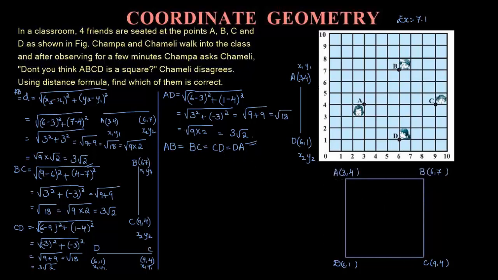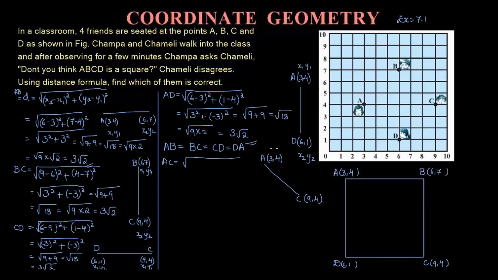Now let us prove if it is having the diagonals also equal or not. So if I am talking about the first diagonal AC, what is the coordinate of A? It is nothing but 3, 4. And what is the coordinate of C? It is having the coordinate 9, 4. Again use the distance formula to find the distance between A and C, right?